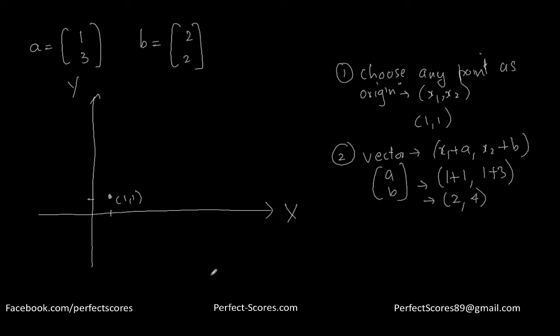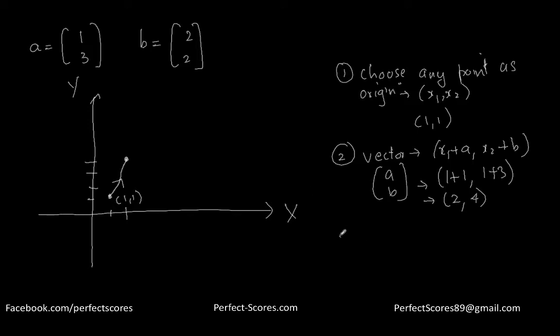So the destination of your vector is going to be (2, 4). It's going to be 1 and 2, and then 0, 1, 2, 3, 4. So this is going to be the destination of your vector. That means you can draw your vector from here till here, in a direction like this. So this is how you represent this vector.